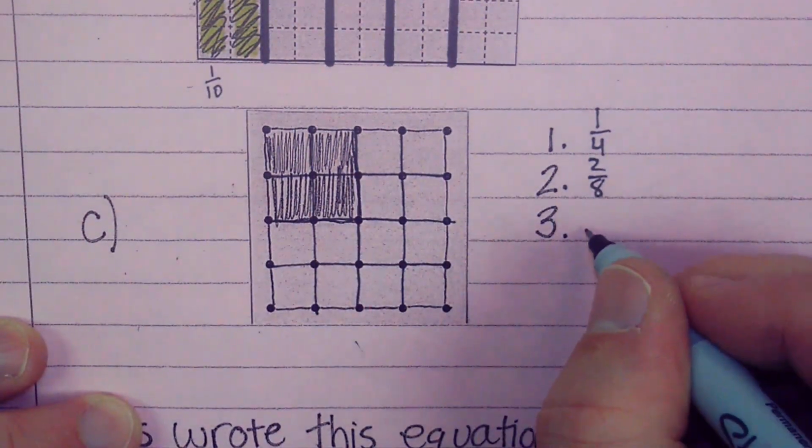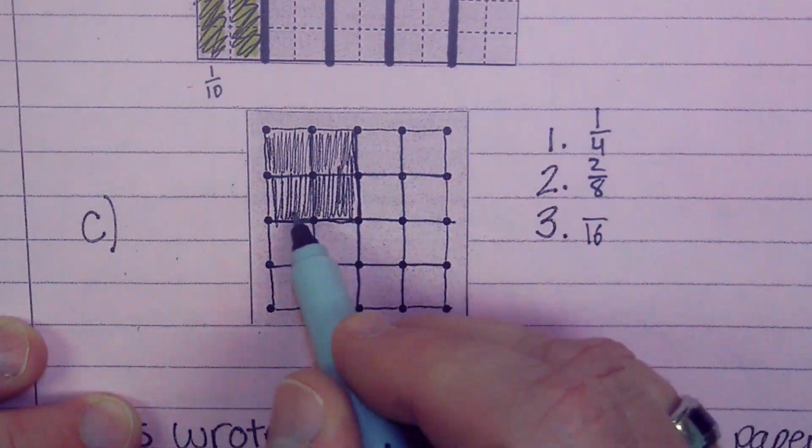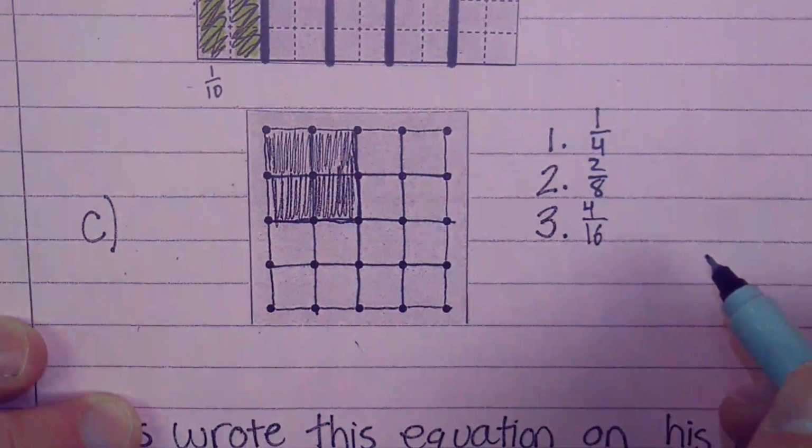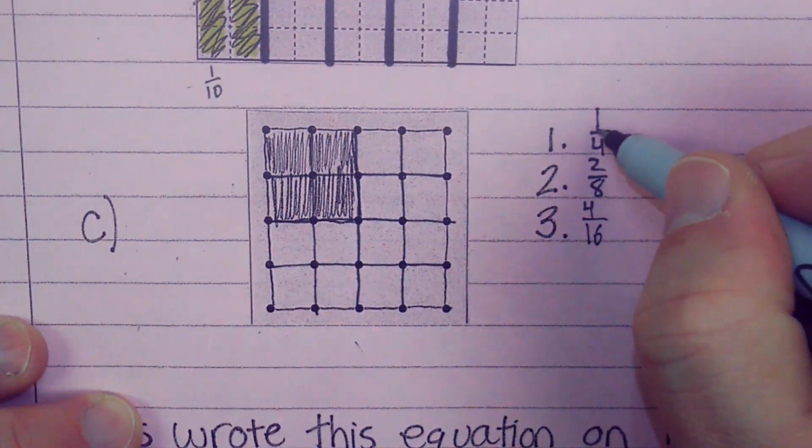Now what if I connect the remaining dots that I haven't connected yet? Now what have I broken it into? 16 pieces. So now I have 16 squares. How many of those squares are filled in? 4 of them.